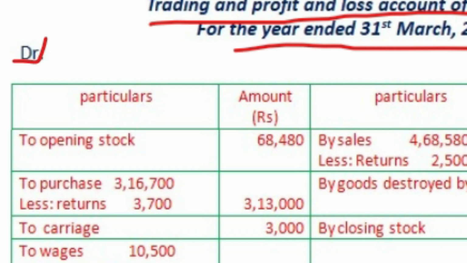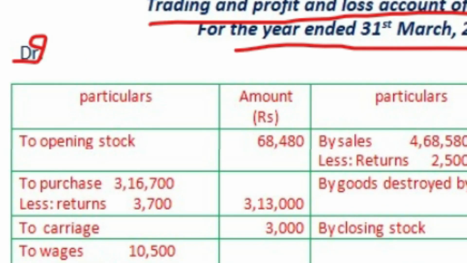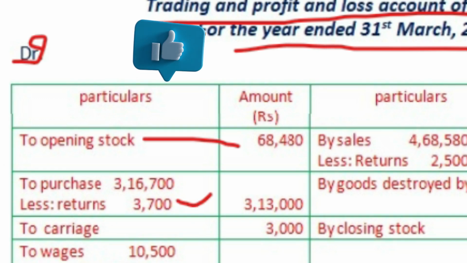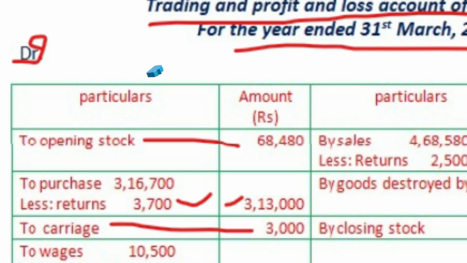So this is the debit side, and this is the credit side. Opening stock, as I told you in the question, is given as 68,480. Purchases less returns are on the credit side of the trial balance. The return value of 3,700 is given in the question, and the balance is 3,13,000. And carriage inwards of 3,000 is given in the question.